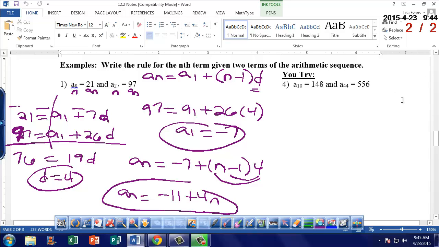Okay, now I want you to try the you try on your own. Let me help you out. When you plug it in, you're going to plug 10 in for n, and you're going to plug 148 in for a sub n. Then you're going to just leave it alone. Then we're going to plug in 44 for n and 556 for a sub n, and then leave it alone. Take one of the equations, change the sign of all the terms of one equation, and then you'll get your d. Okay, follow my steps. Try this. You are going to see a problem like this on the test.